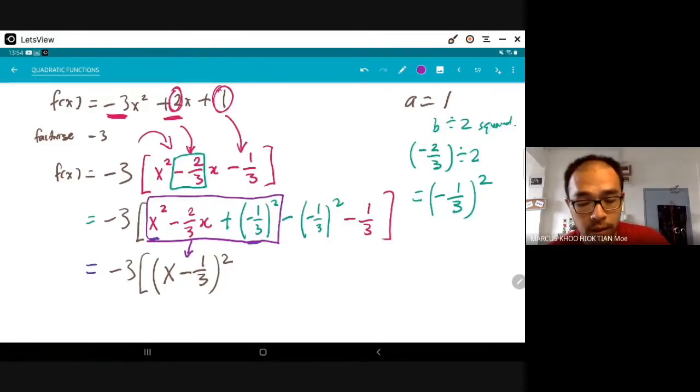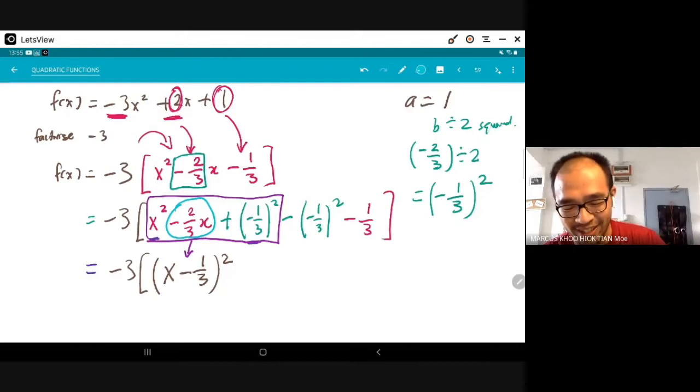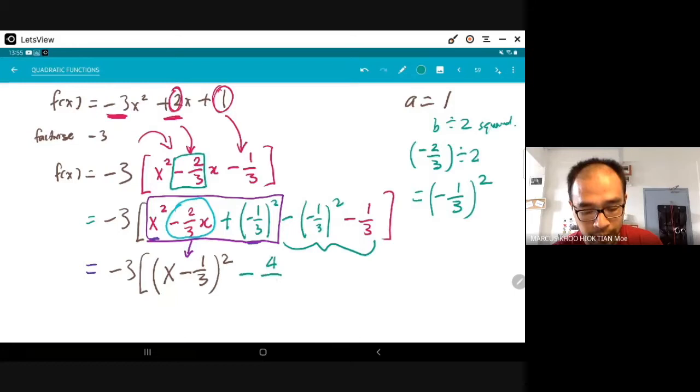I'm quite sure that some of you are asking, where did the negative 2 over 3 x go? It didn't go anywhere; it is already included in the bracket, which I also explained in my YouTube video before this. So please go and watch the video again. Don't ask me such questions anymore. Then this one we use the calculator. All of this part, you use the calculator and you will get minus 4 over 9.